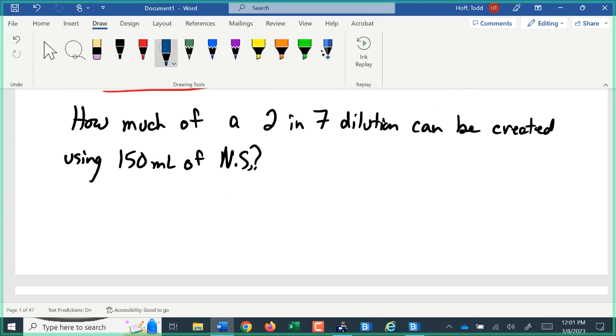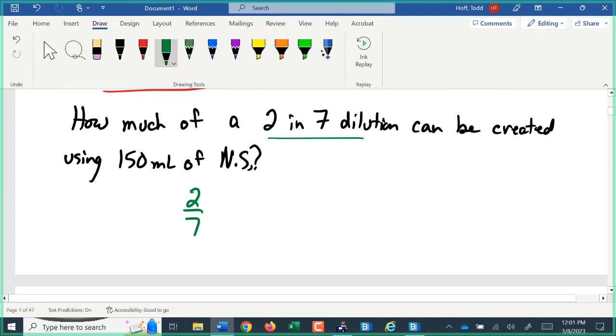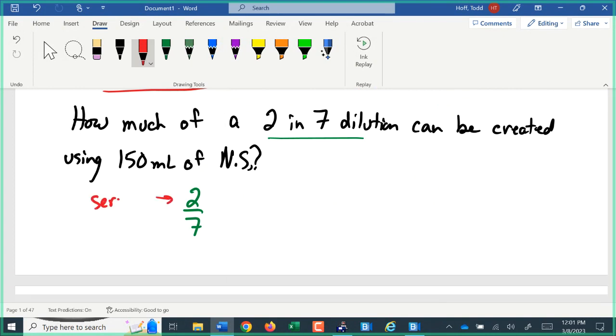So again here, we have our dilution. This is a 2 in 7. Once again, the 2 represents the amount of serum, and the 7 represents the total solution. We don't have either of those numbers. We have the amount of saline. So we need to adjust this again to a ratio of saline to total.